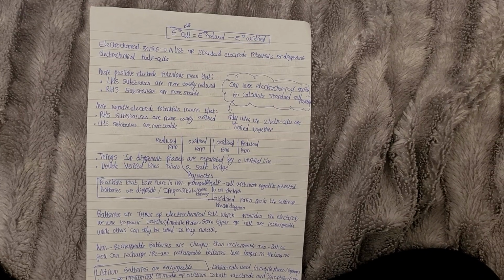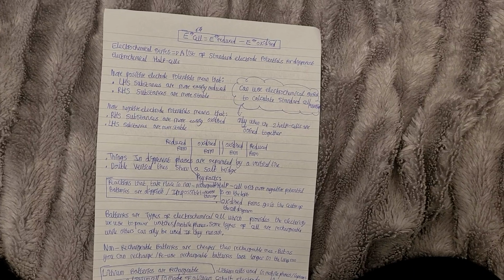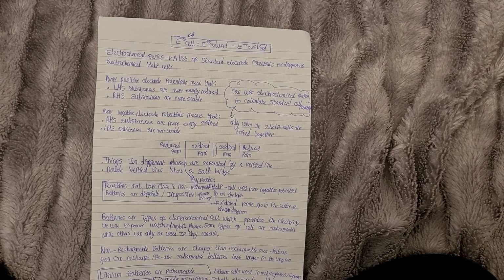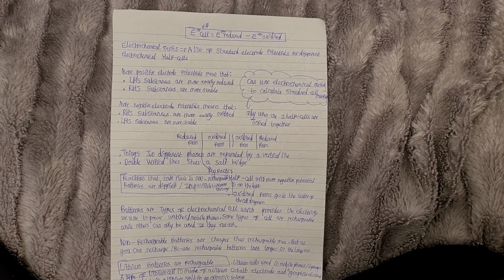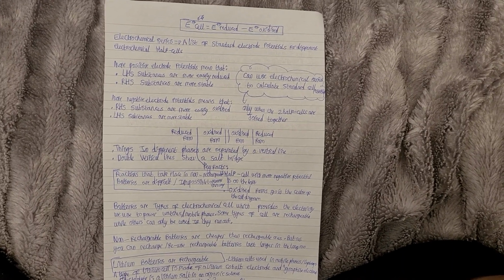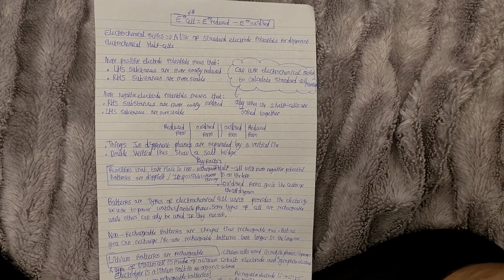We can use the electrochemical series to calculate standard cell potential. More negative electrode potentials mean that right-hand side substances are more easily oxidized, left-hand side substances are more stable. So it's kind of the opposite. Positive electrode: left-hand side substances are more easily reduced. Negative electrode: right-hand side substances are more easily oxidized. Positive electrode: right-hand side substances are more stable. Negative electrode: left-hand side substances are more stable.